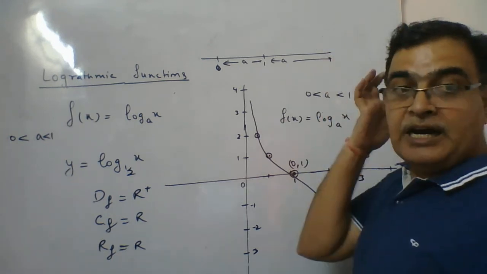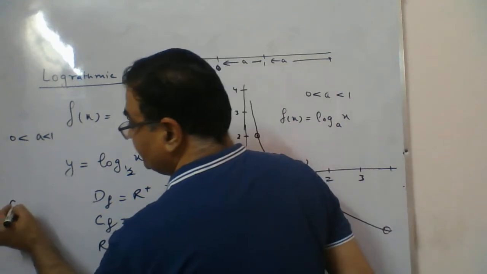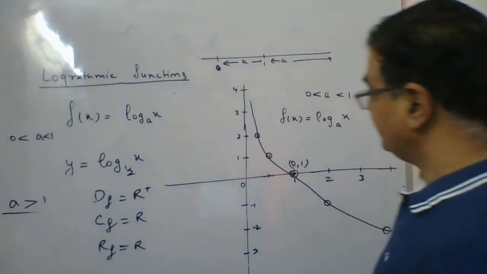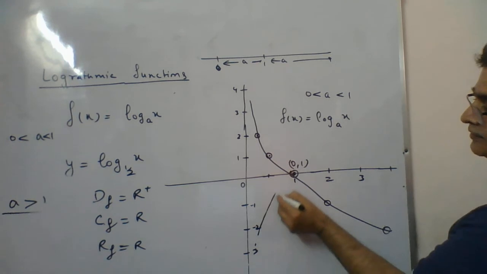And what was the previous graph? When a was greater than 1, what was the graph? In that case, the graph was like this.